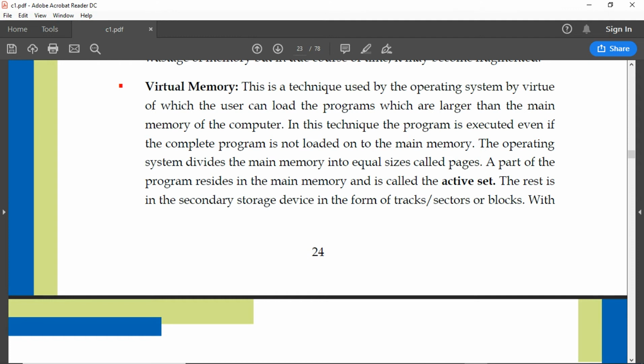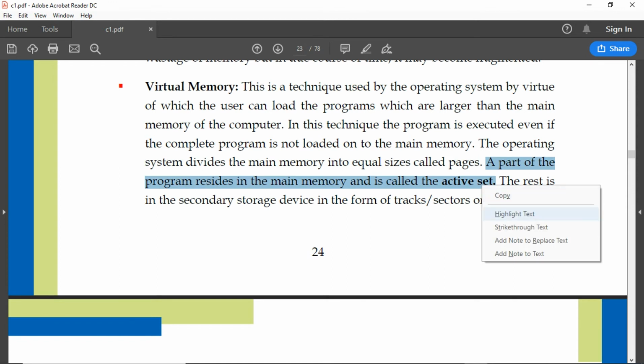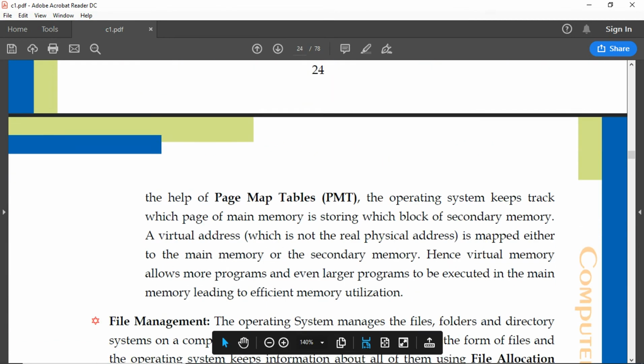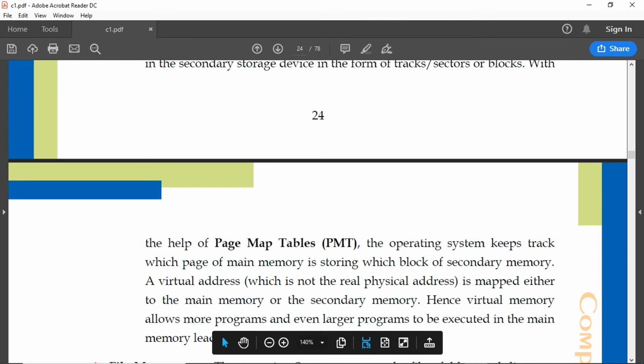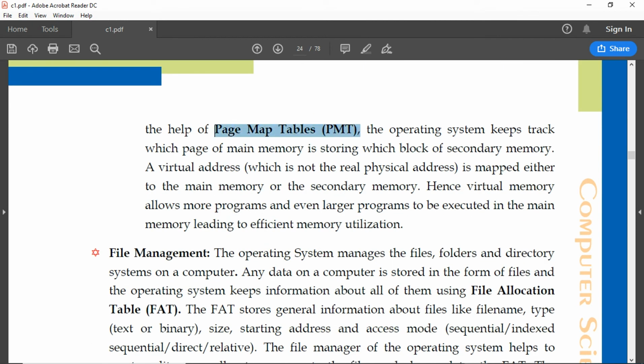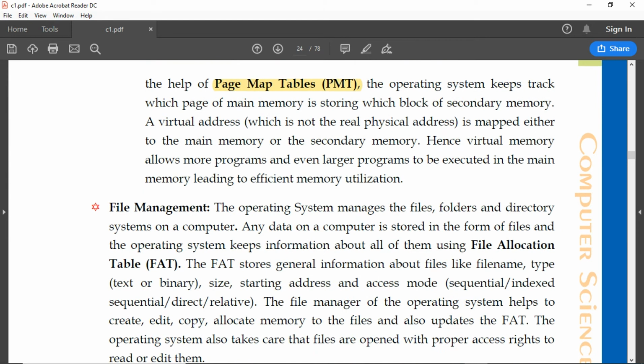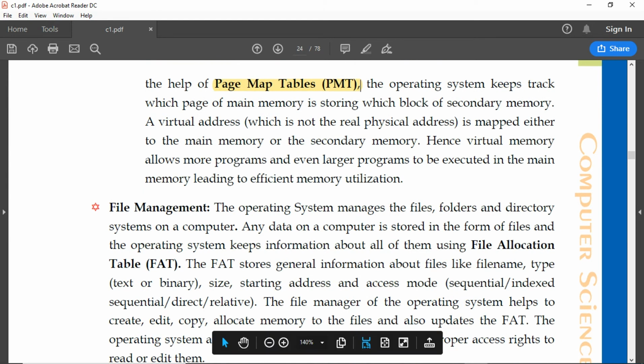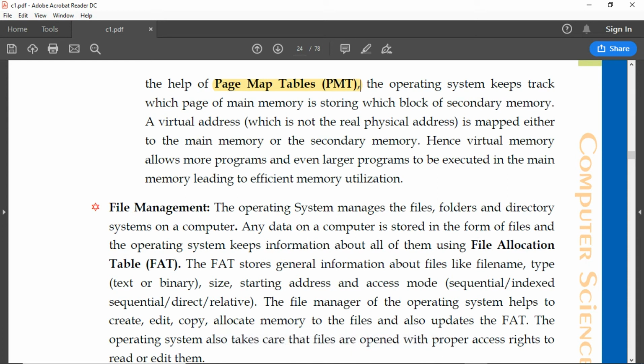A part of the program resides in the main memory and is called the active set. The rest is in the secondary storage device in the form of tracks/sectors or blocks. With the help of page map tables, PMT, the operating system keeps track of which page of main memory is storing which block of secondary memory. A virtual address, which is not the real physical address, is mapped either to the main memory or the secondary memory.